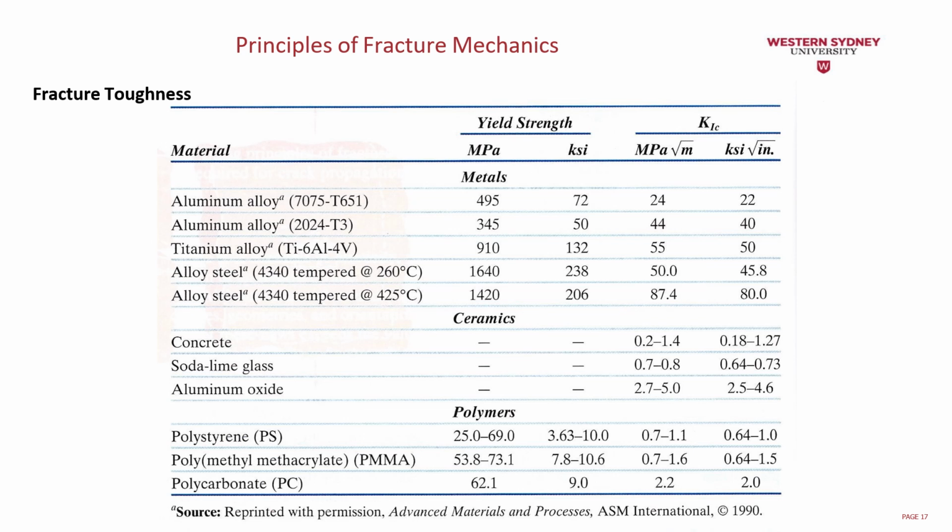We can see that the range of the yield strength varies between the metals, ceramics, and the polymers, where in the case of ceramics, they are purely brittle materials, so they don't have any yield stress. They fracture directly at this point. So the value for the K I C will change according to that. We can see that the highest value for K I C is in the case of the metals, and this drops dramatically in the case of the ceramics, and it's a little bit higher in the case of the polymers.